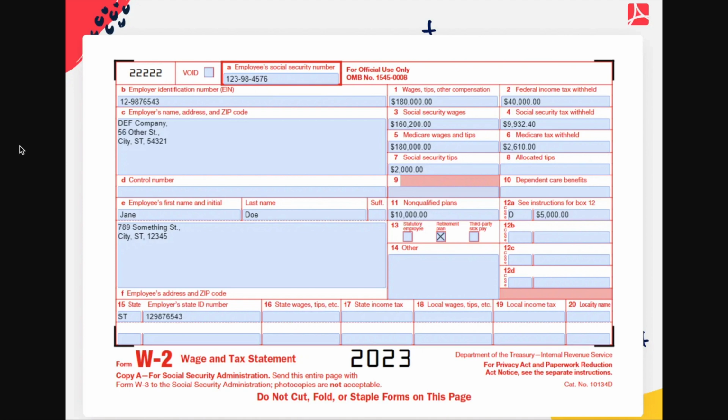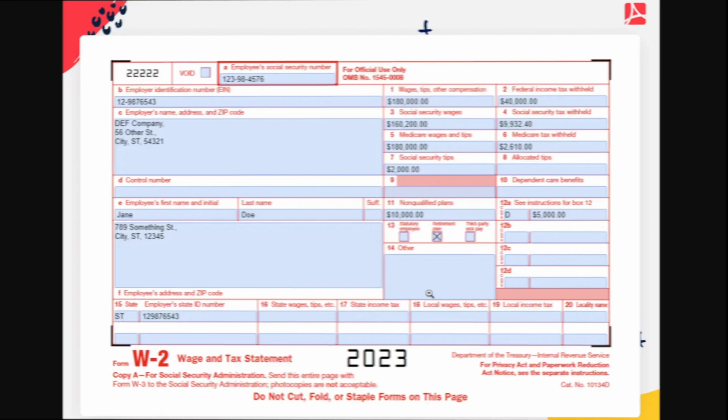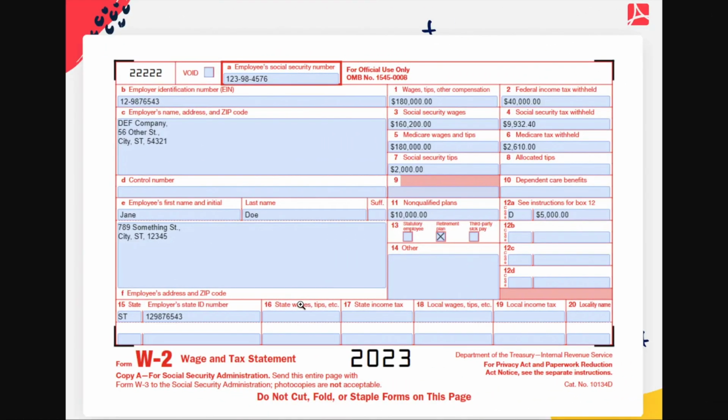Let's move on to box 14. In box 14, it will show any information your employer chooses to include. With that, we will move into the last section, which is state and local tax information. Now, box 15 will contain state. You see right here as an example, ST, an employer state ID number, which is 129876543 in this example.